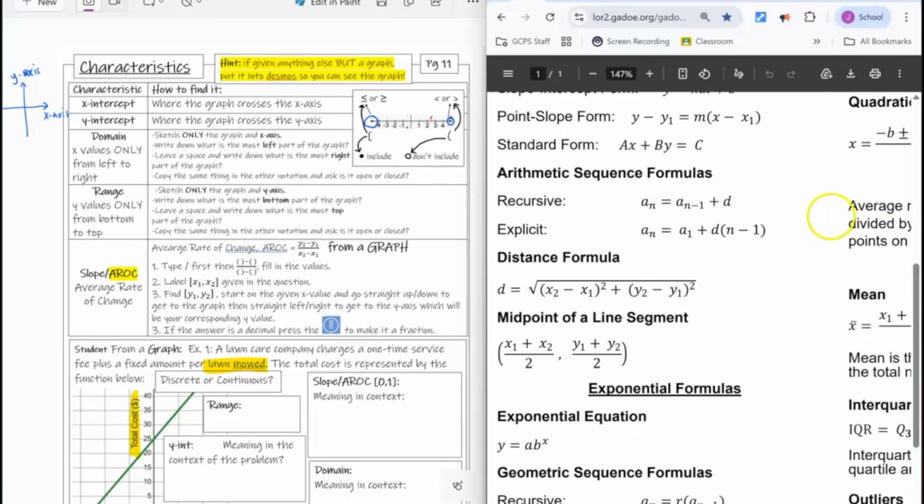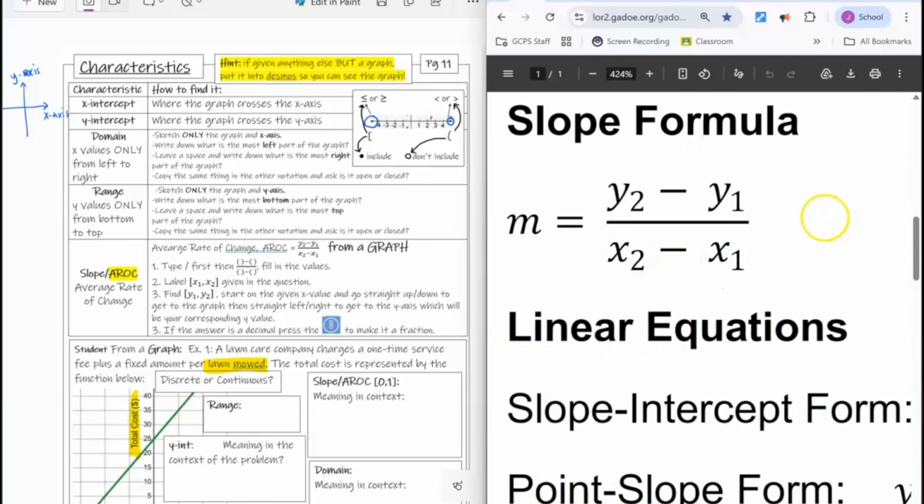Okay, what does that sound like? That sounds just like slope, which is right here. The change in the y value, change represented by subtraction, divided by the change in the x value, but for 2 specific points. Okay, so that's going to be the key thing to know when you're doing this.